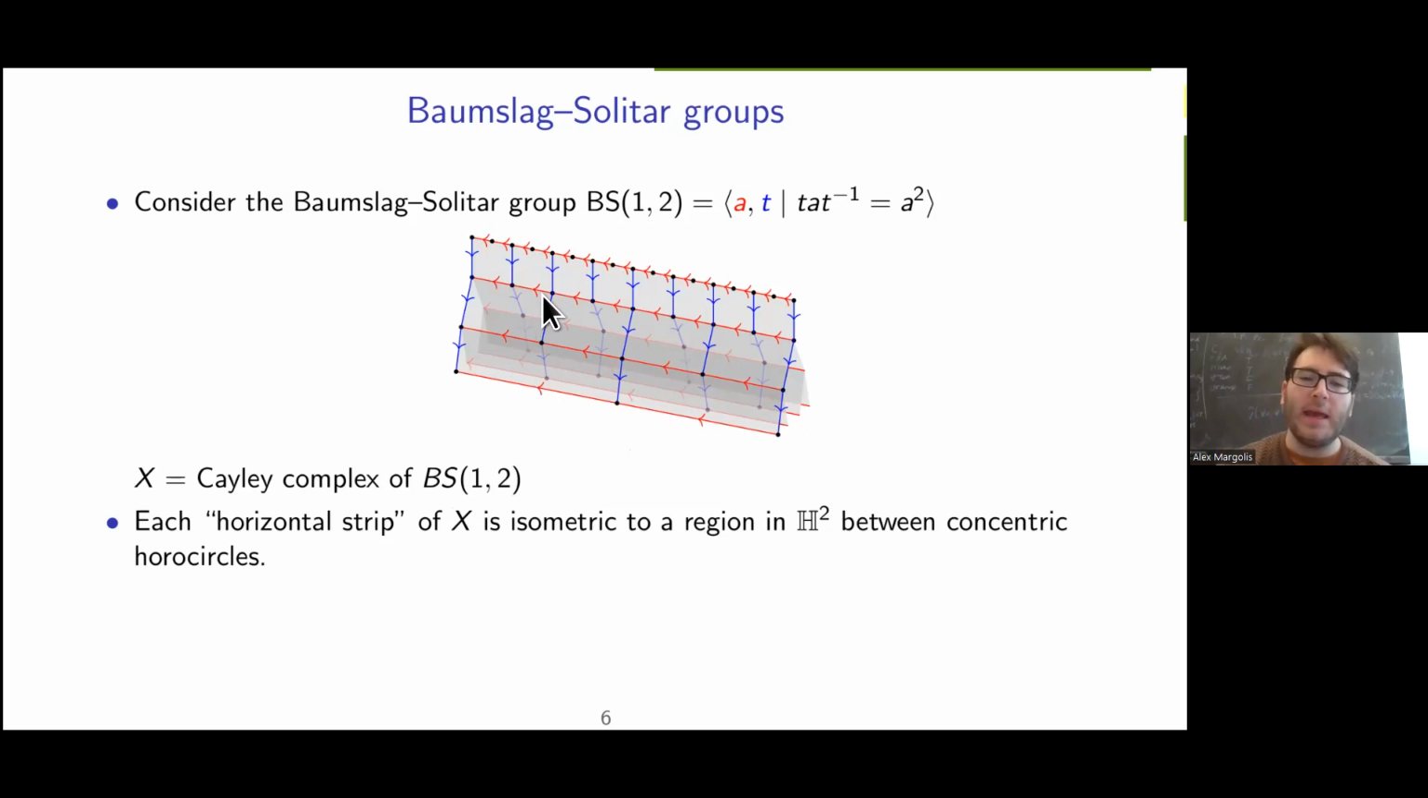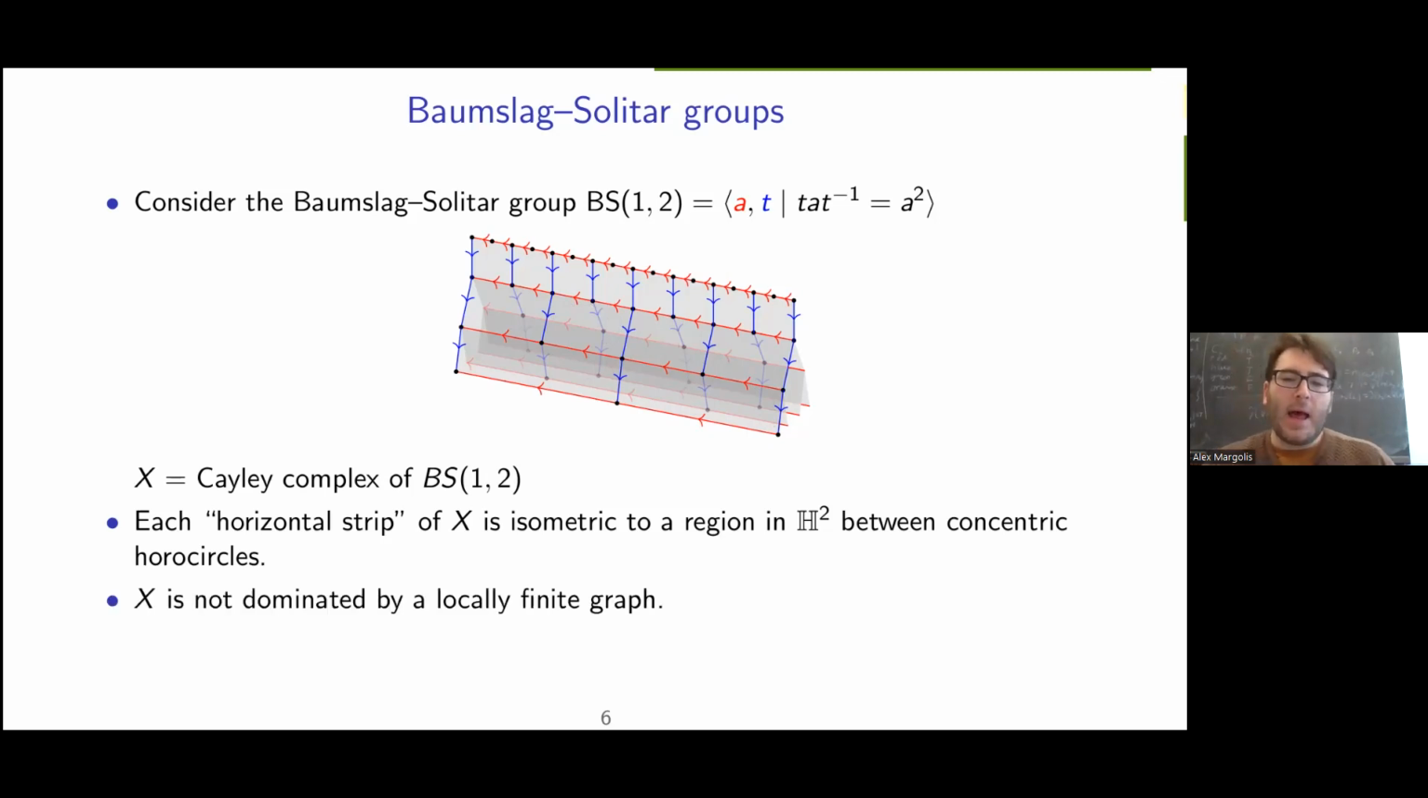And we want to give this space X a metric such that each horizontal strip, the strip between two horizontal red lines, is isometric to a region of the hyperbolic plane between two concentric horocircles. And we can do this in such a way that BS(1,2) acts isometrically on this space X. And notice I'm considering X as a metric space, and I'm forgetting about the cell structure on X. So I'm not assuming that isometries of X preserve the cell structure, and they don't in fact.